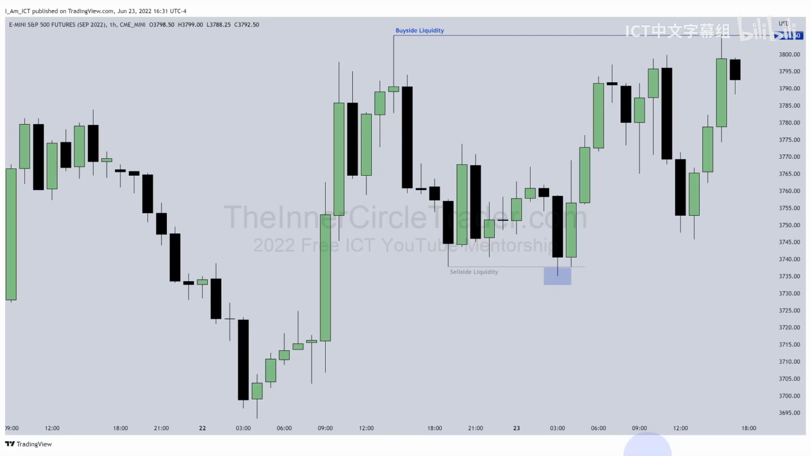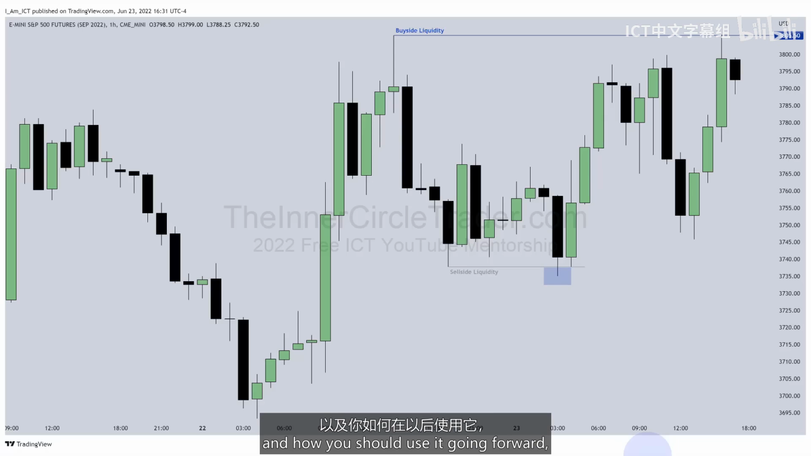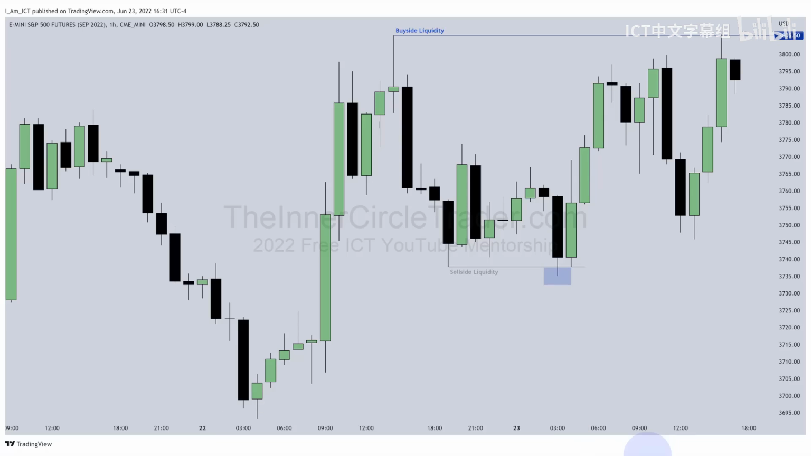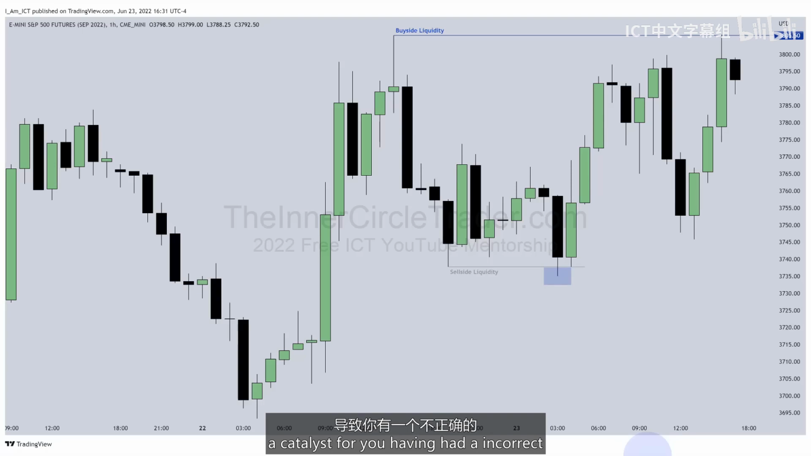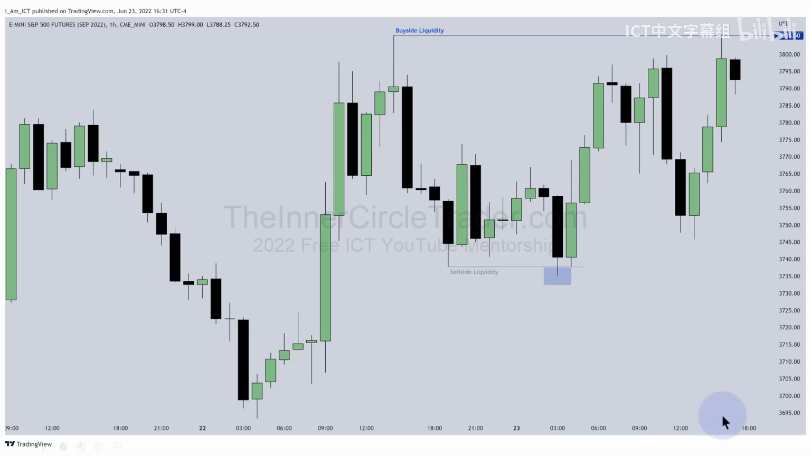And time of day, how I used it, and how you should use it going forward, and also how it kept me from looking at an incorrect setup this morning, which could have been a catalyst for you having had an incorrect setup. And I'll talk about that in a moment. But for now, this is the framework for today.